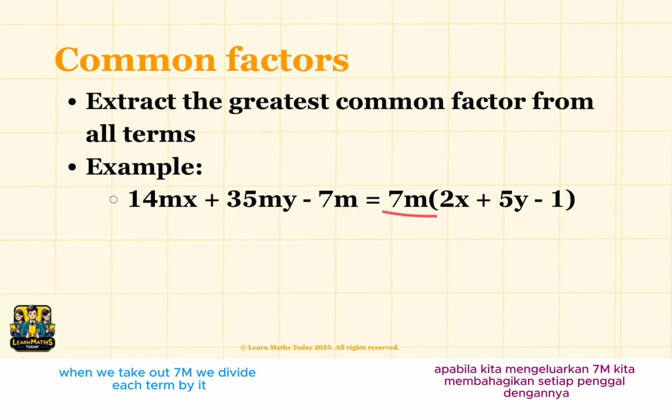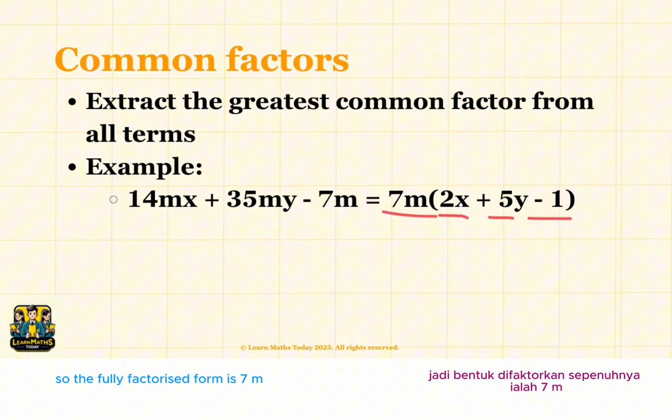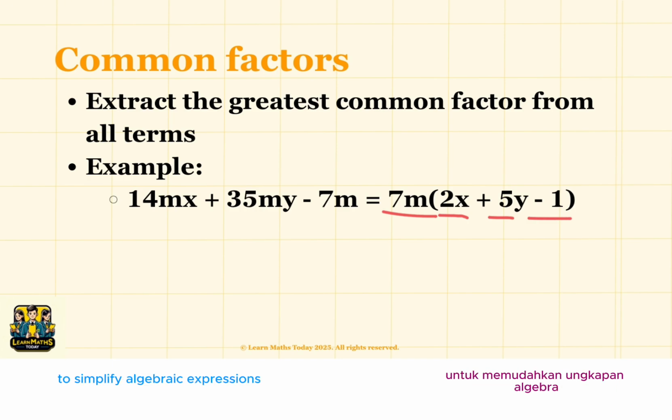When we take out 7m, we divide each term by it, which gives us 2x, 5y, and negative 1. So the fully factorized form is 7m multiplied by bracket 2x plus 5y minus 1 close bracket. That's how we use common factors to simplify algebraic expressions.